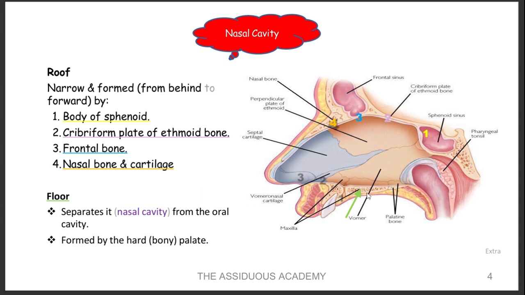When you look at the floor, it is the bottom. It separates the nasal cavity from the oral cavity and is formed by the hard palate, or the bony palate, because you also have the soft palate at the end here where you find the uvula. But this is the hard palate.